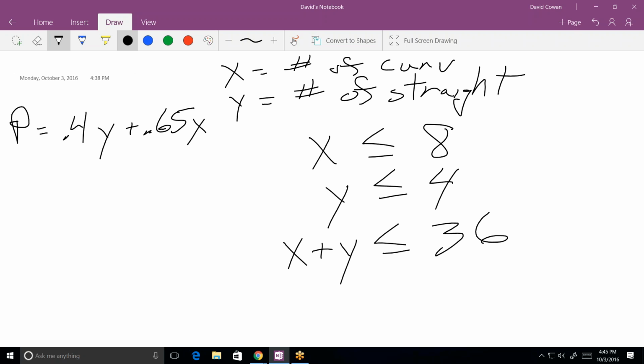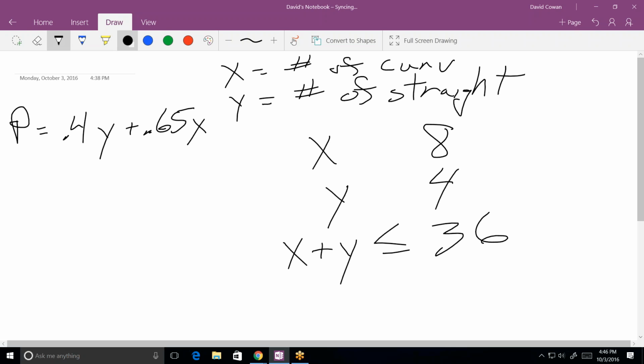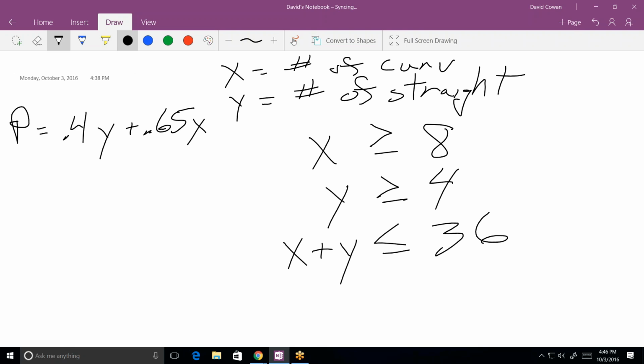I'm struggling with the fact that this constraint said X is less than or equal to 8, and this constraint is less than or equal to 4. Do you just want me to read this sentence again? Yeah, reread the problem. Every set will contain at least 8 sections of curved track and 4 sections. At least 8. So X has to be greater than or equal to 8, and Y has to be greater than or equal to 4. That's where I was doing it wrong.